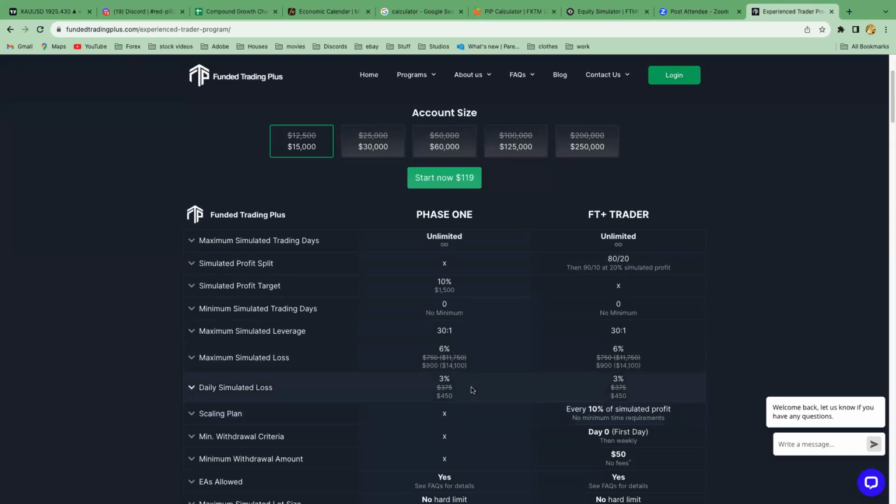Your drawdown just follows you, whatever profit amount you have. It just keeps following you up basically by whatever it is. I don't know why they do that, because it's simulated profit. That's the only downside to this firm. I'll literally say that. But realistically, that should never affect you if you're not trading.